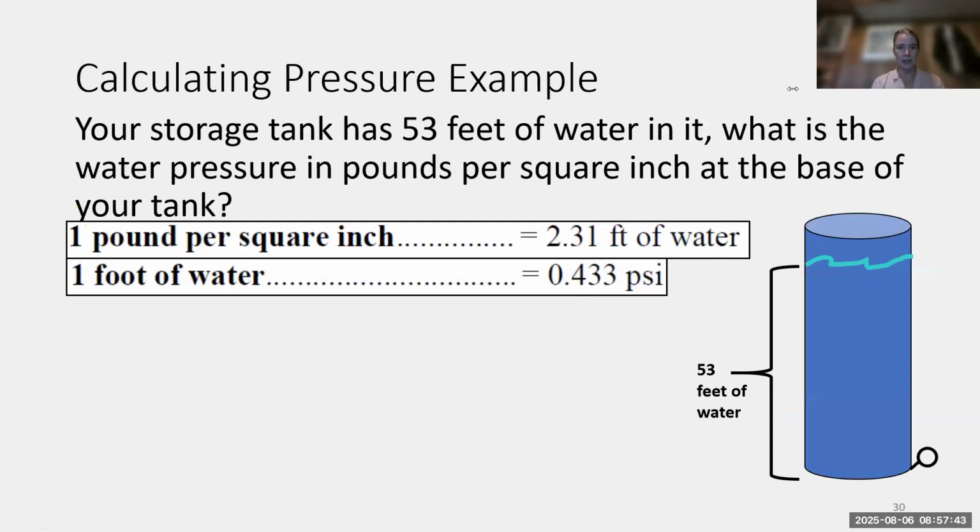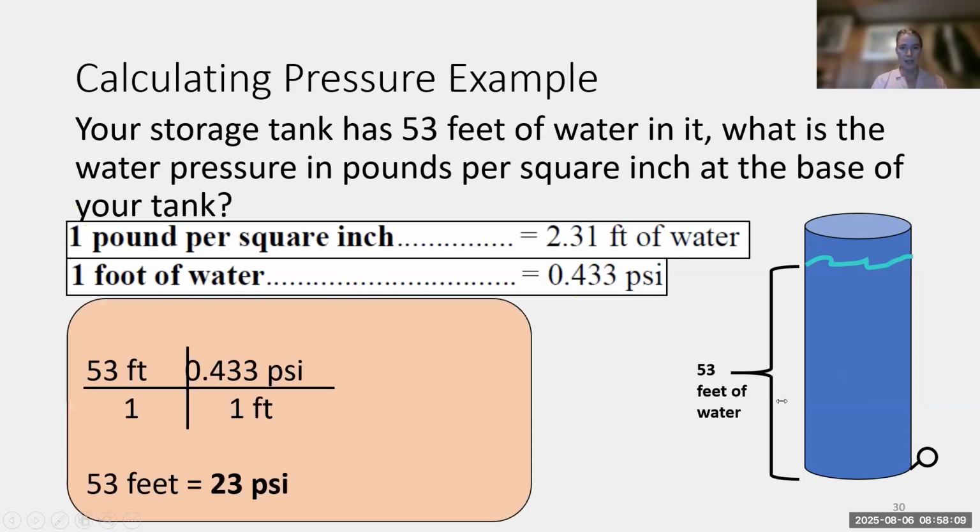So if we're looking at calculating pressure, let's take a look at an example here. Your storage tank has 53 feet of water in it. So what is the water pressure in pounds per square inch at the base of your storage tank? So taking these conversion factors again, we know that our height is 53 feet, right? And we've got our pressure gauge here at the bottom of our tank.